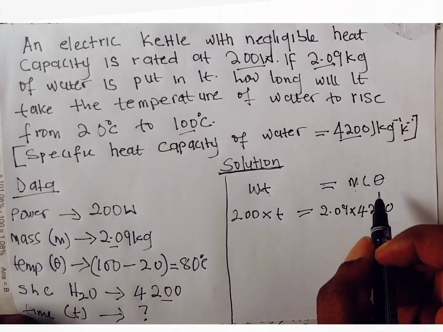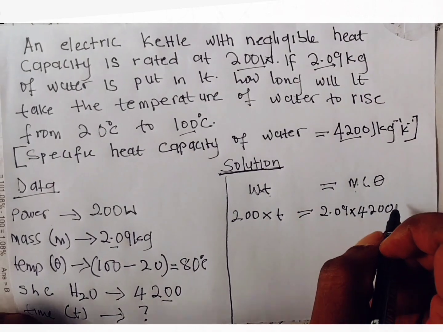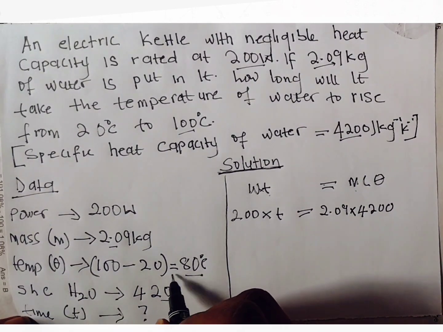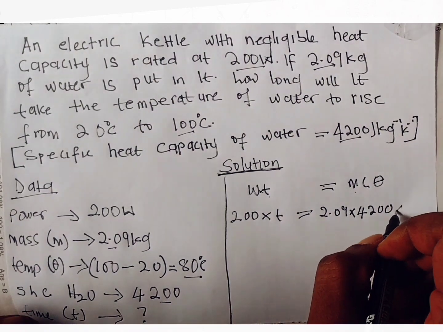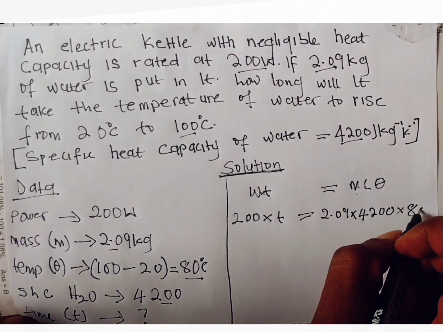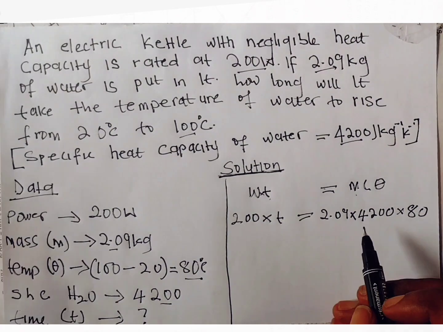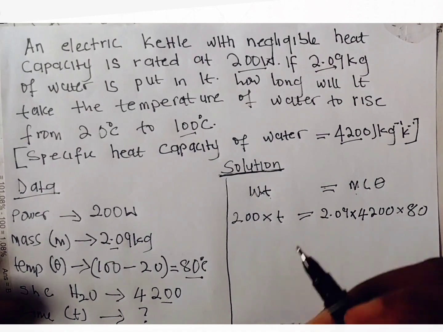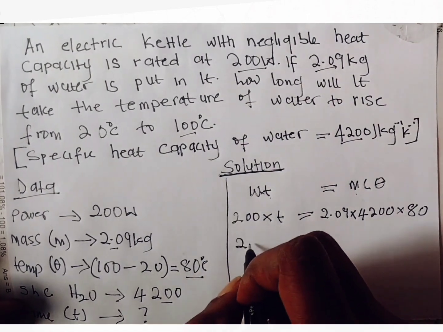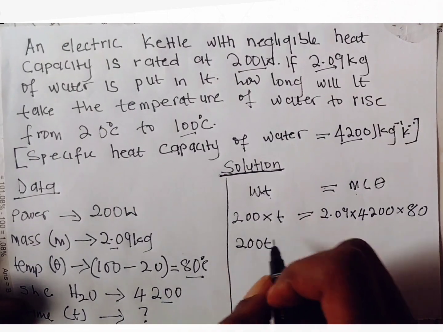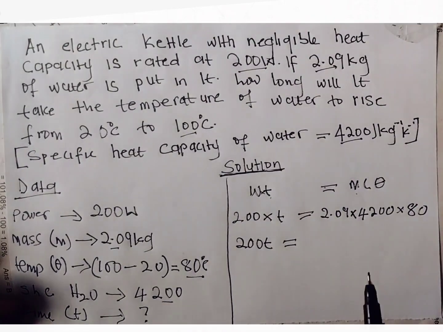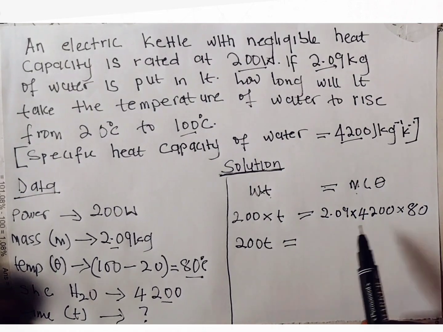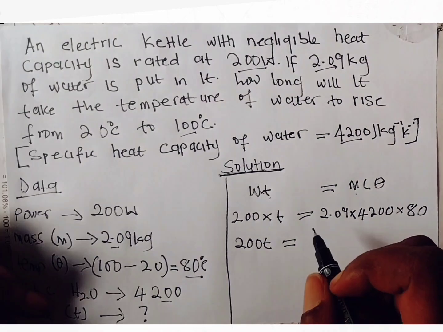What again? Theta. Our temperature is 80 degrees Celsius. So I write times 80. Okay, I continue. I say 200 times T will simply give me 200 T. I write it down: 200 T. Put this equals to here. I say 2.09 times 4200 times 80 will give us what?